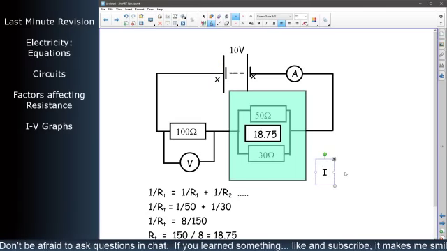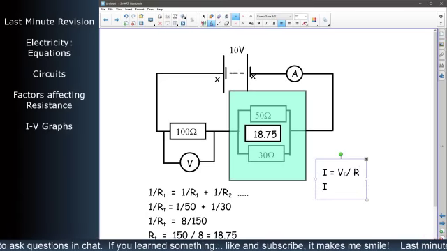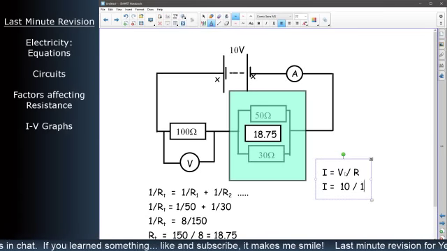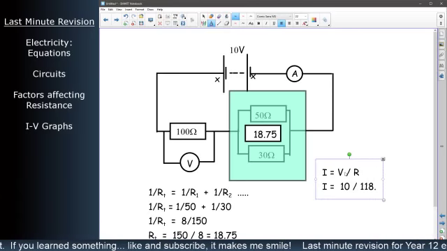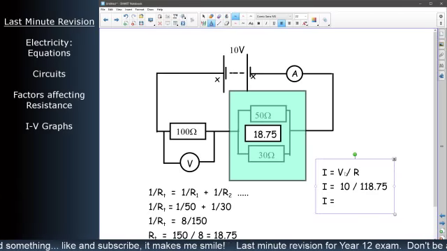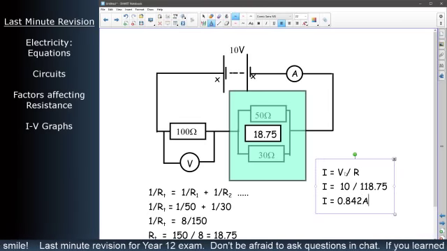So I can do I equals V divided by R. So I equals 10 divided by the total resistance, 118.75, because now I can treat it like a series circuit. So I is equal to, and once again, back to your calculator, no heroes on this exam, make sure you get the answers in and right. So 118.75 goes into the calculator, and we end up with 0.842 amps. Alright, and that's part one sorted out.